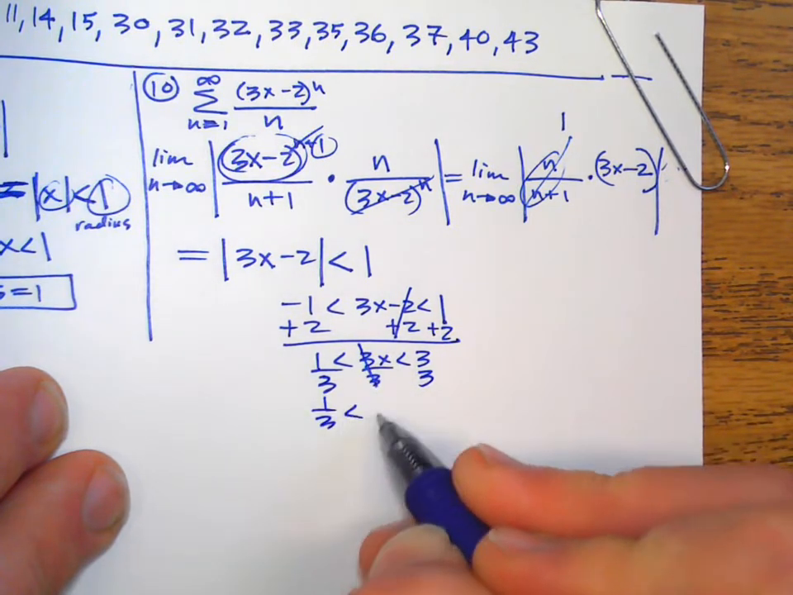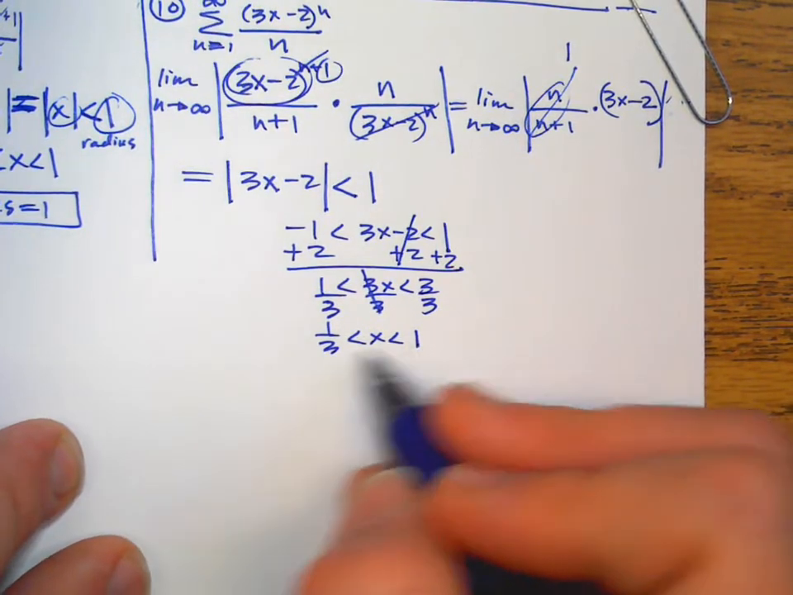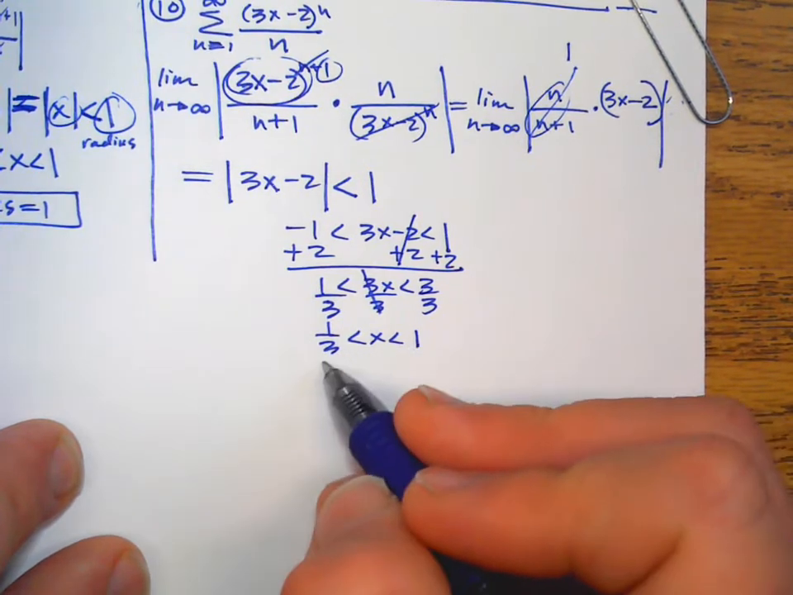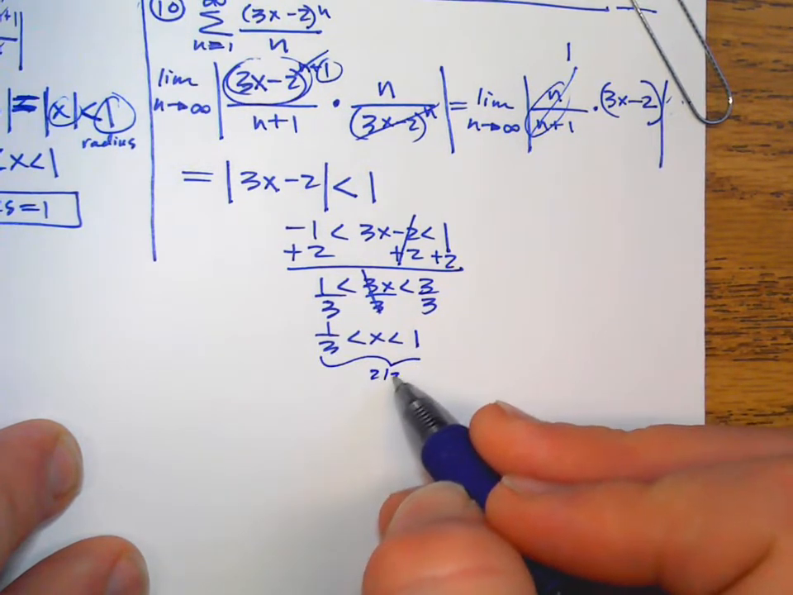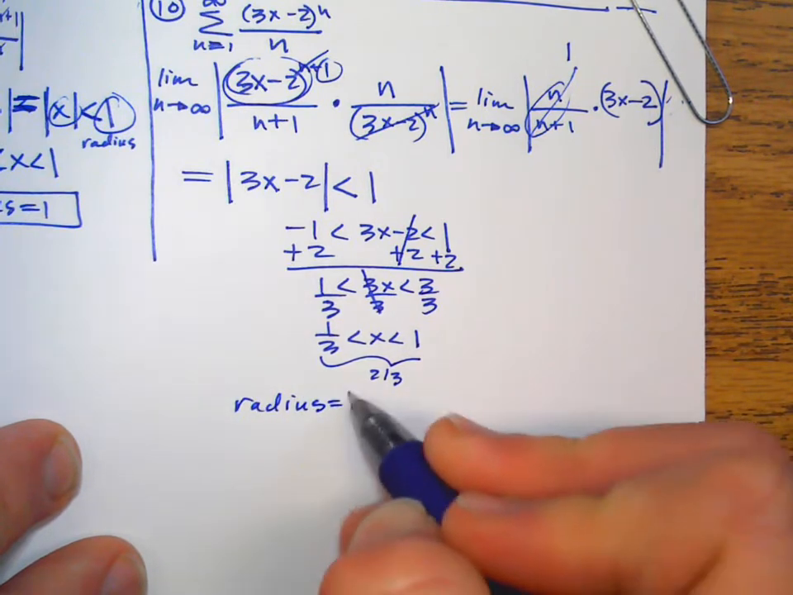So this is our interval of convergence. It's from here to here, it's 2/3, right? So the radius is 1/3. It's half the distance.